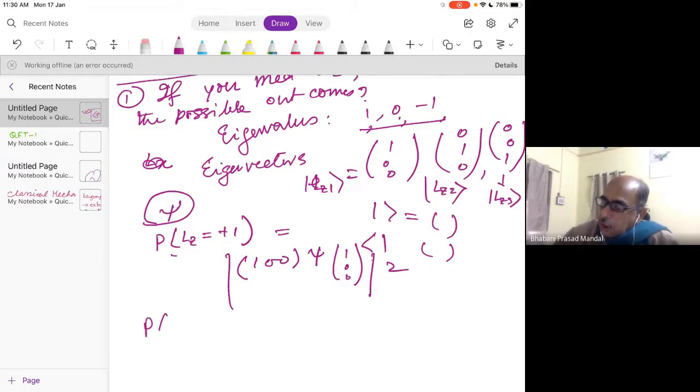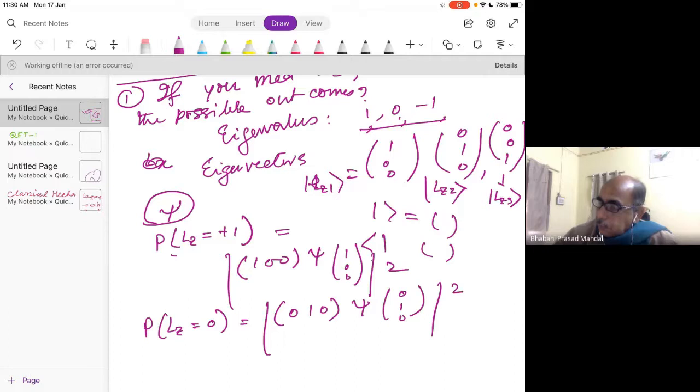Similarly, the probability of Lz equal to 0 will be (0, 1, 0) times psi, mod square. In this question they have not asked for this, but if it is given, then you can do it.